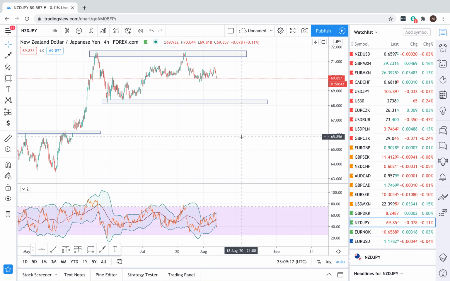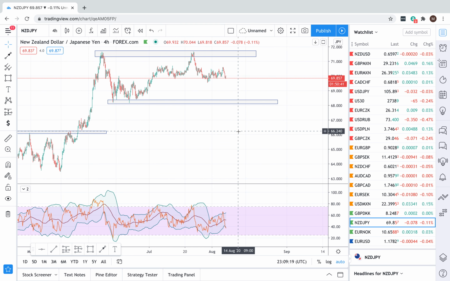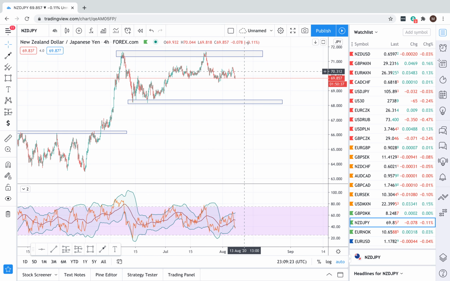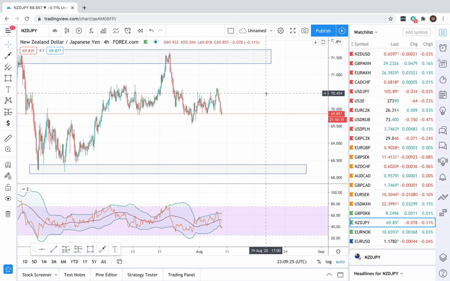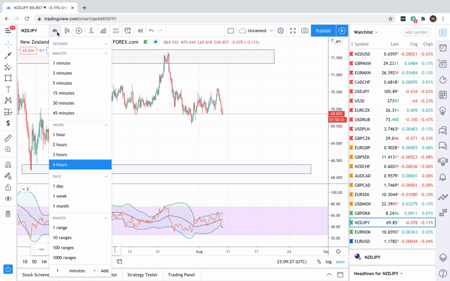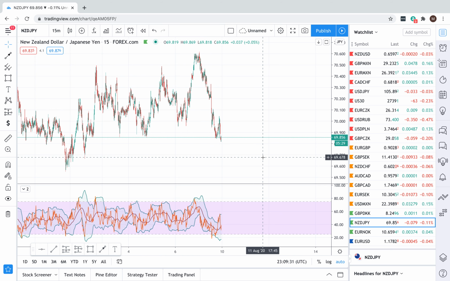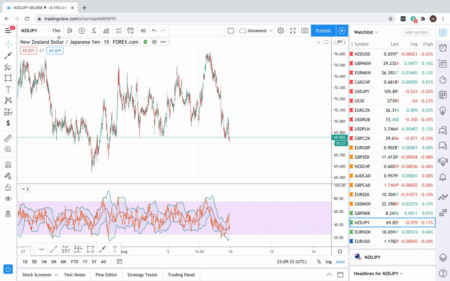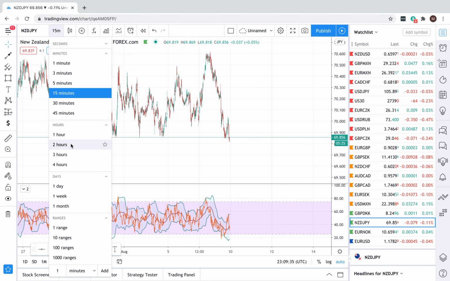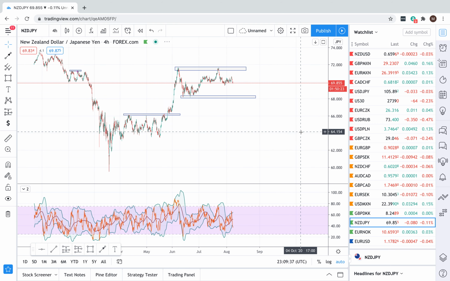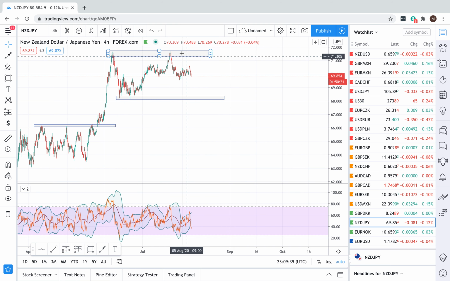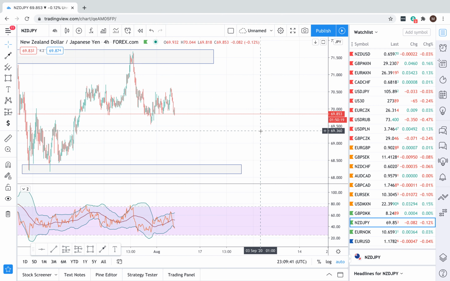NZD JPY, price is bouncing between these two zones right here. It's ranging between these two zones. Only possible entry here would be on a lower time frame entry. If you see the continuation of the downtrend, you can enter on the lower time frame, like the minute 15. But looking at the overall higher time frame analysis, I would wait for price to break one of these two levels to be completely sure.